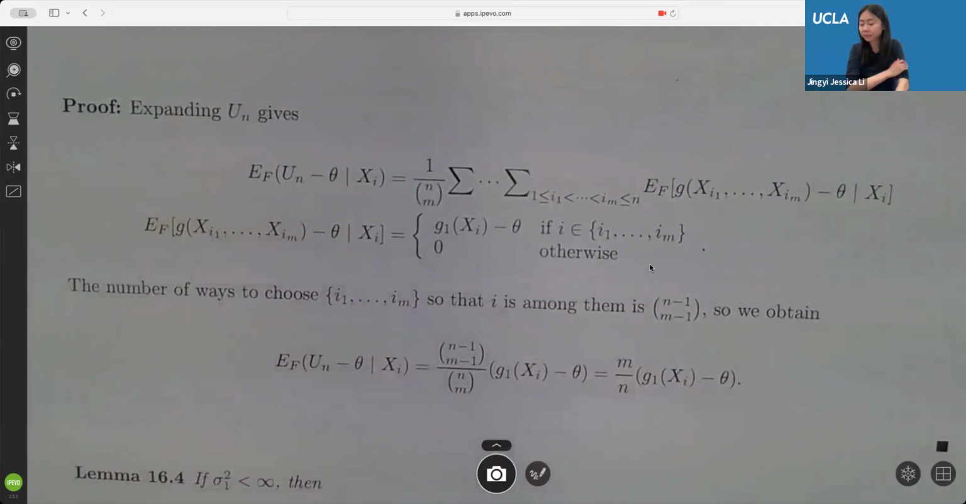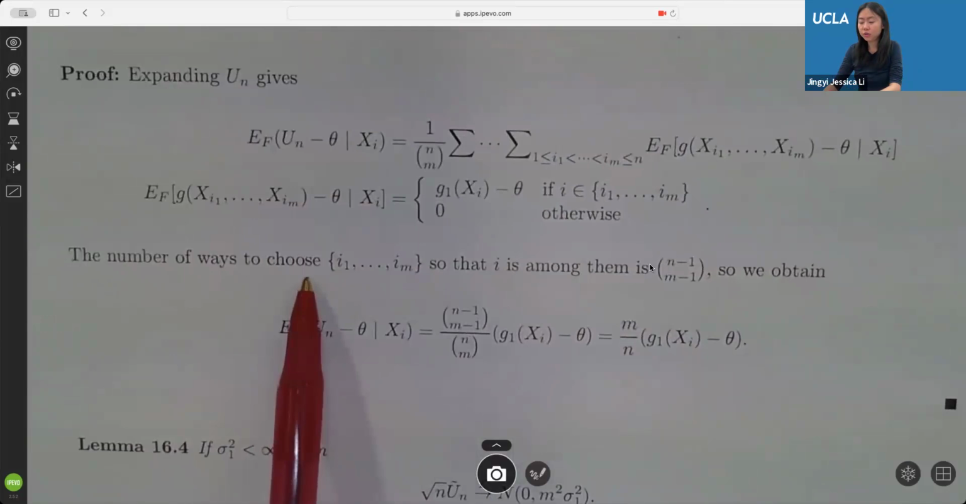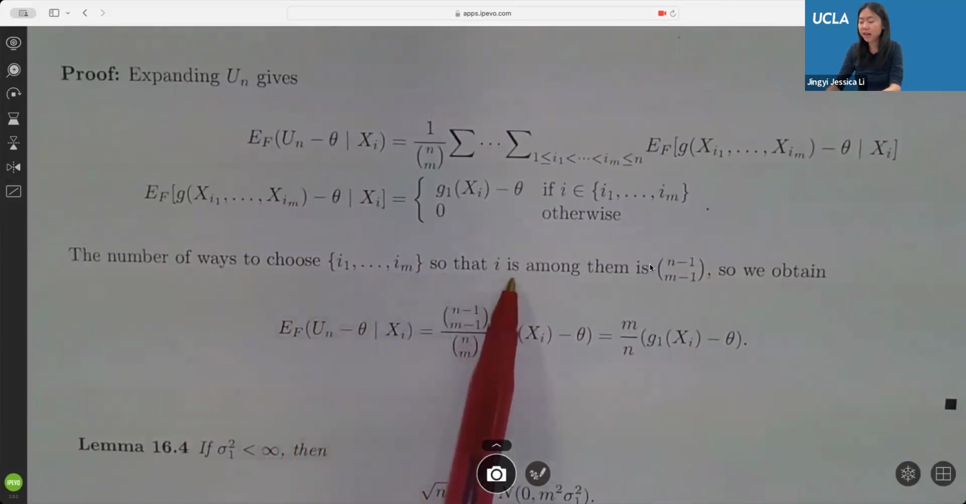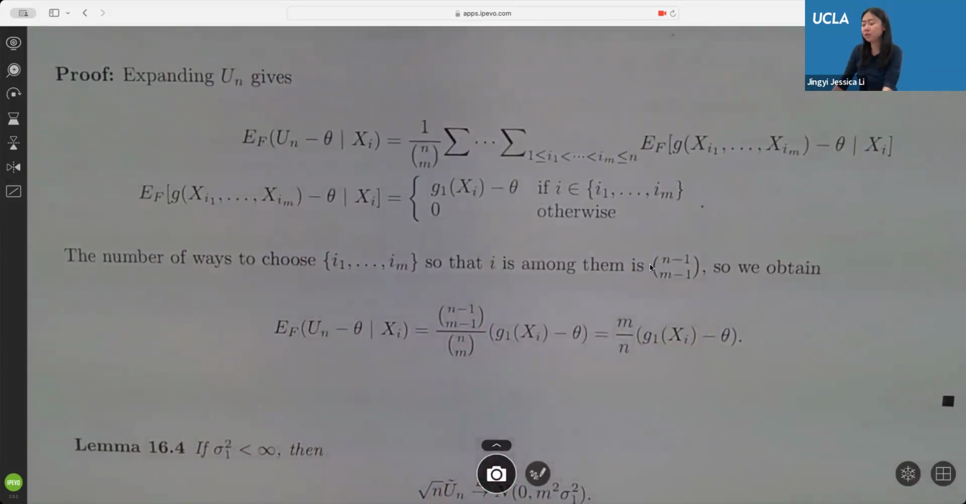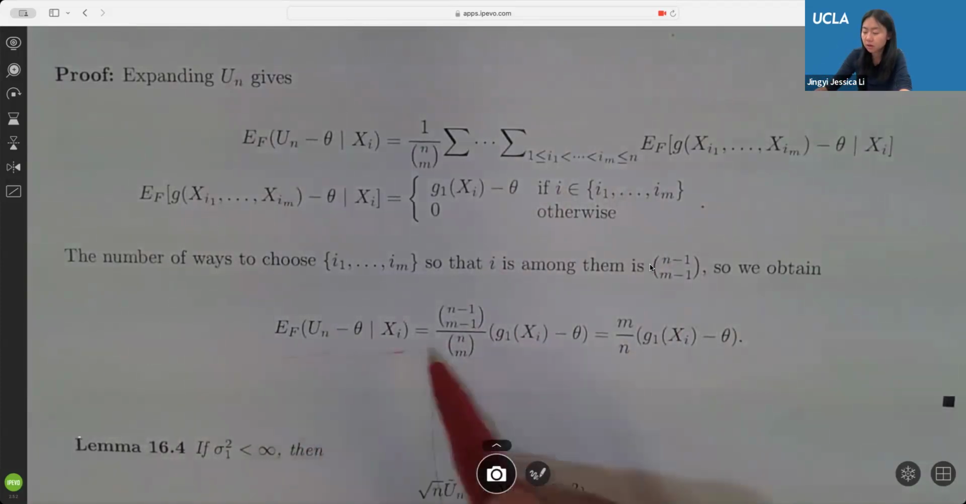So you see that the number of ways to choose i1 to im so that i is among them is how many? N minus 1 choose m minus 1. Because we fix one as i, then we only need to choose the remaining m minus 1. So that's why we consider all these non-zero possibilities here, and we do the cancellation. And that's it. Okay, that's how we simplify this term. So essentially, for this part, we're using mostly combinatorics to help us do simplification. So this is the result.